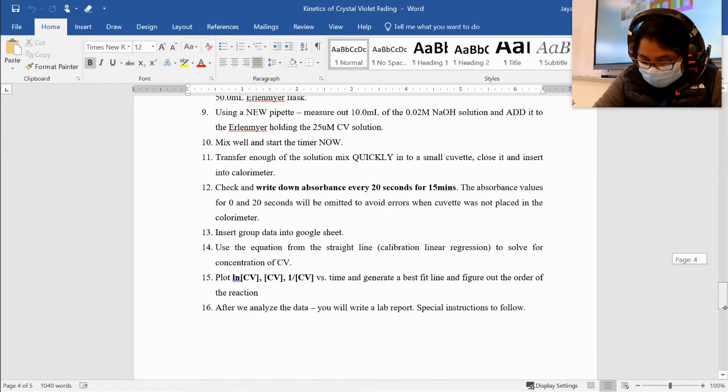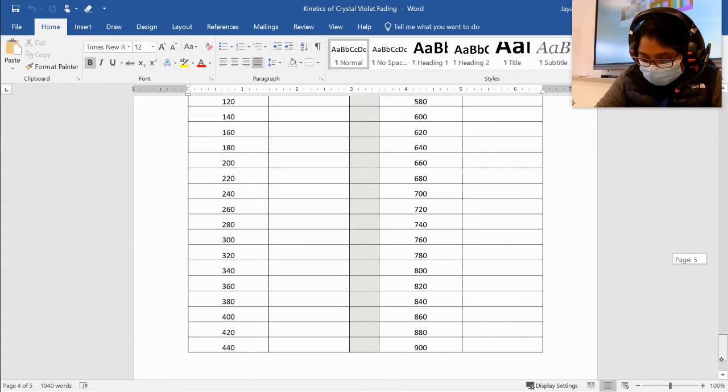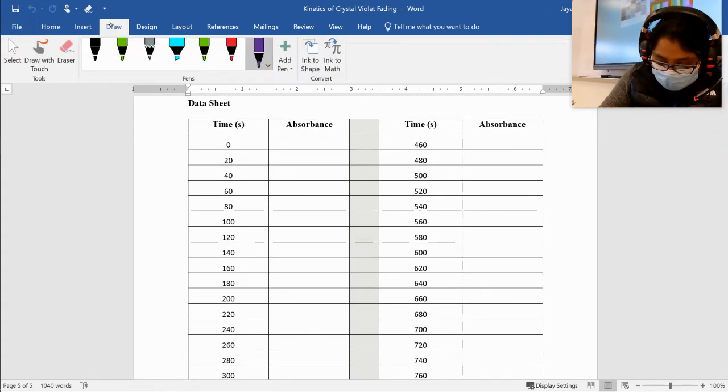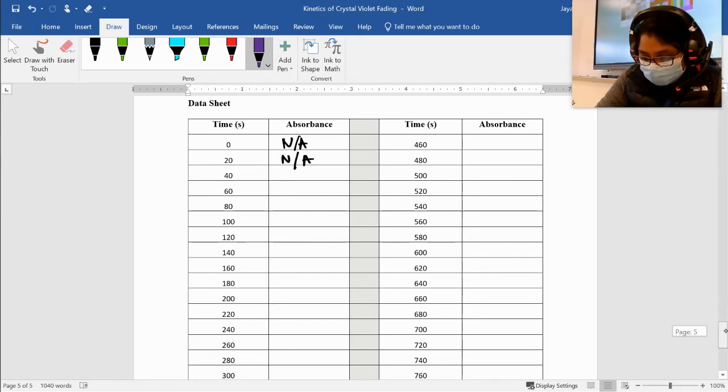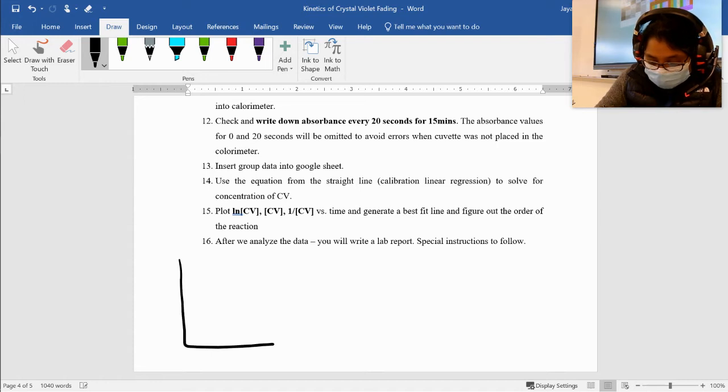So you start to collect absorbance, and you would just write down the data until you get to 900 seconds. These first few seconds you can't really use because you have to actually get it into the colorimeter and collect the data. Now, once you've collected the data, based on the integrated rate law, you are trying to figure out what order this reaction is. So you have to make 3 graphs.